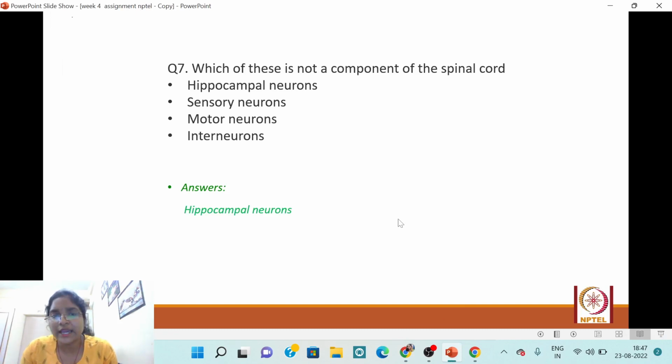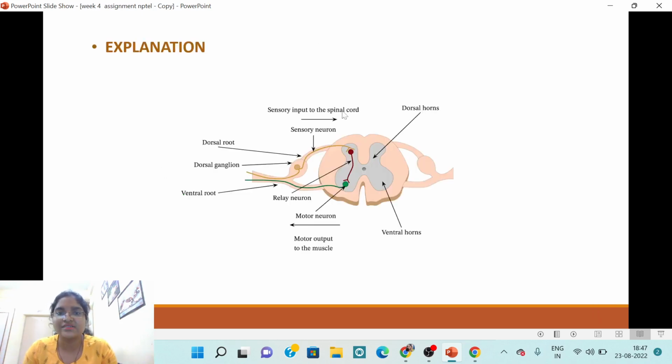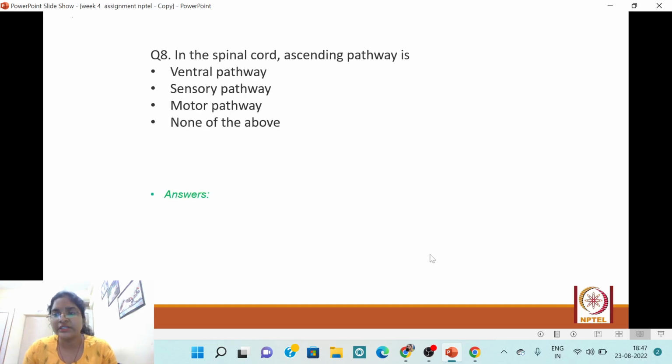Yes, hippocampal neurons. Hippocampal neurons are the ones which are not present in the spinal cord. As the name says, hippocampal neurons are present in the hippocampus, which is a region of the brain, and it doesn't come under the spinal cord, right? The spinal cord has these three neurons: the sensory neurons, motor neurons, and interneurons, also called relay neurons. Okay, this was a very simple question. We'll move on to the next question.